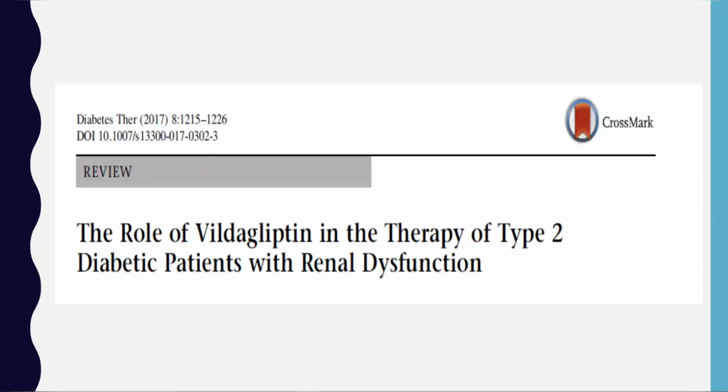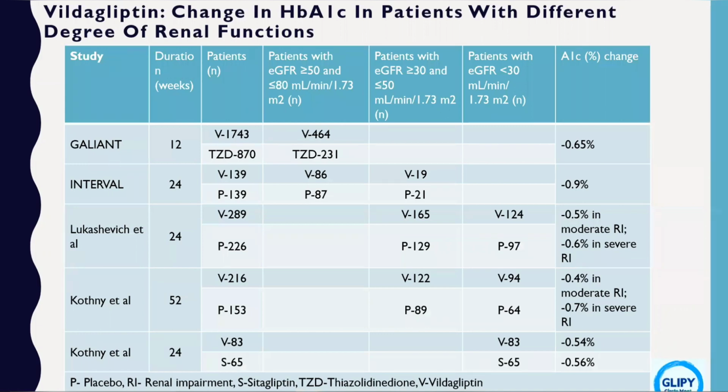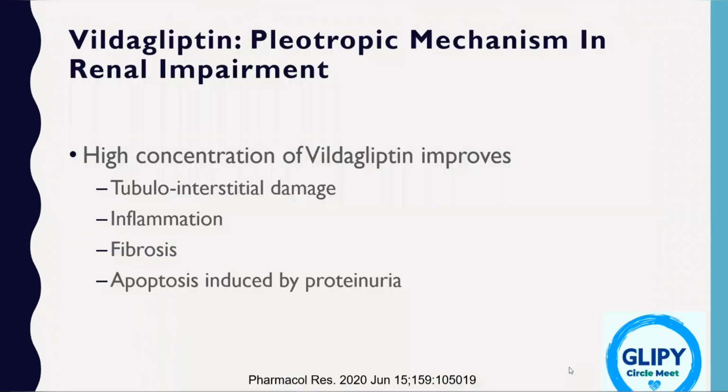Similarly, vildagliptin in patients with type 2 diabetes having renal insufficiency of various grades, that means persons with GFR of more than 50 ml, 30 ml per minute, even patients with GFR of less than 30 ml, and even patients on hemodialysis, has been clinically used and tried in studies, and a significant reduction in HbA1c is being achieved in almost all these studies we can see.